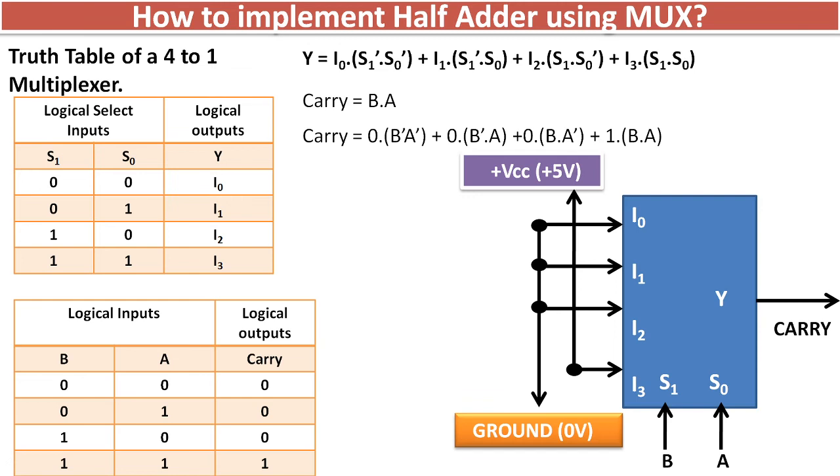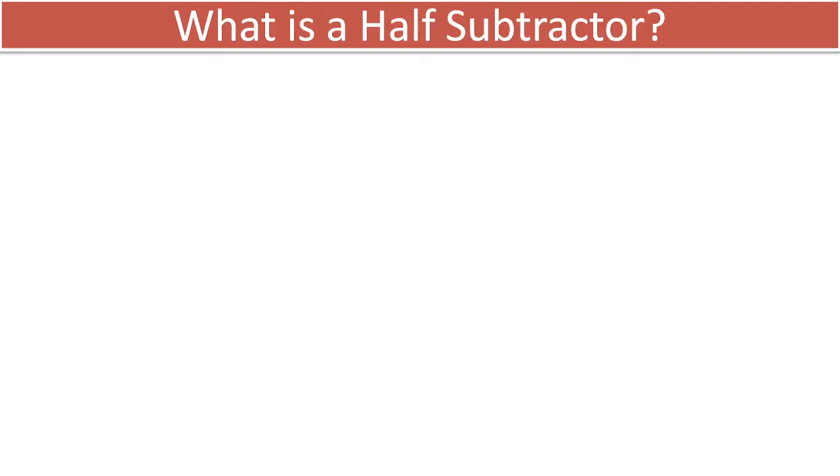So in this fashion we can implement sum using one multiplexer, carry using another multiplexer. So to implement half adder using 4 to 1 multiplexer, we can actually use two multiplexers working simultaneously. One of the outputs will give the sum, the other output will give carry. In a similar fashion, we can implement half subtractor using 4 to 1 multiplexer. The procedure is exactly the same.